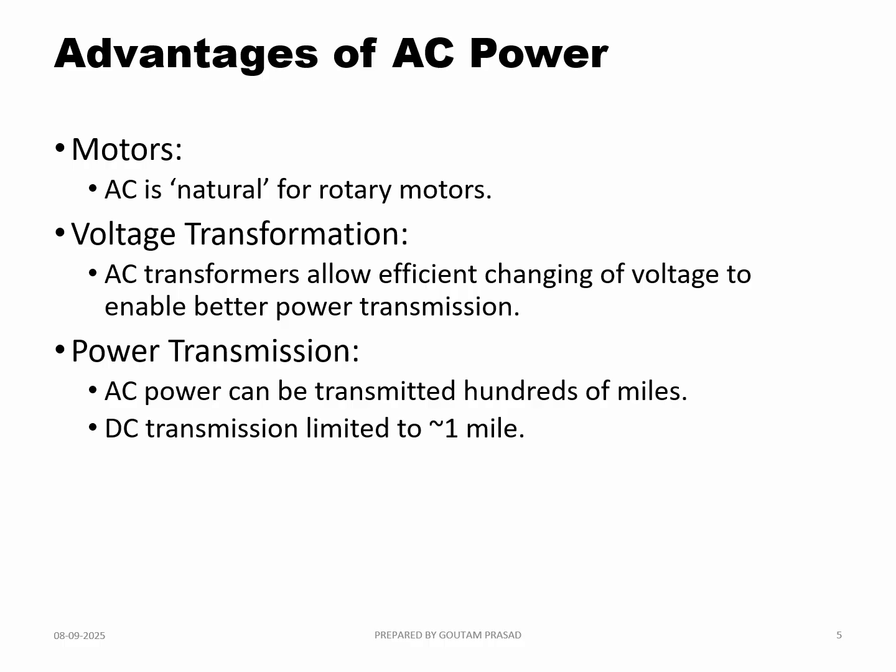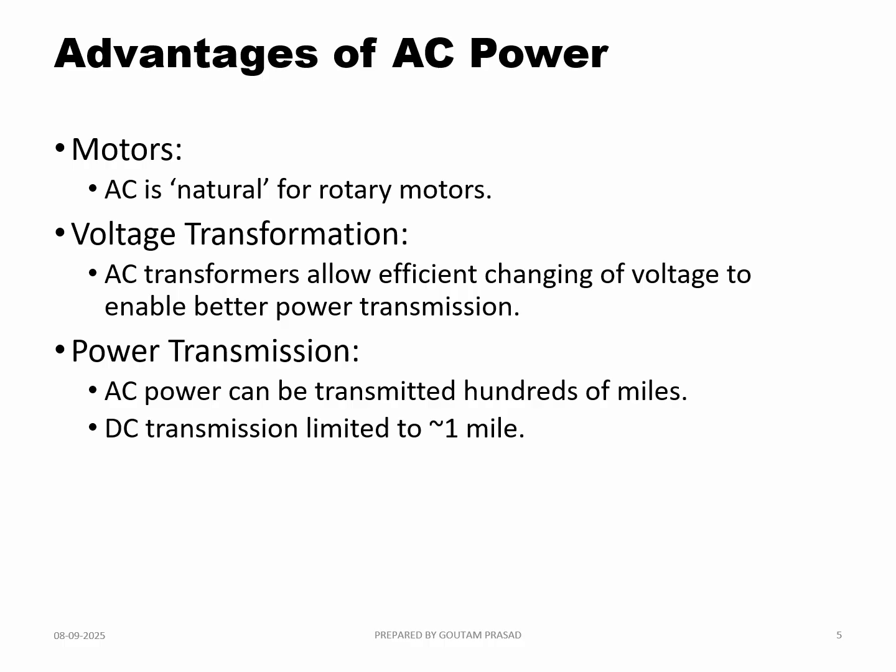Now let's try to understand the advantages of AC power. In the case of the motors, AC is something that is natural for rotary motors. AC causes rotation in the motors in a natural manner. Voltage transformation: AC transformers allow efficient changing of the voltage to enable better power transmission. So, whether it is a matter of transmission or distribution or generation, AC is very natural.